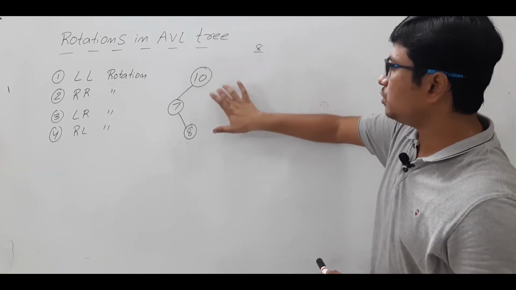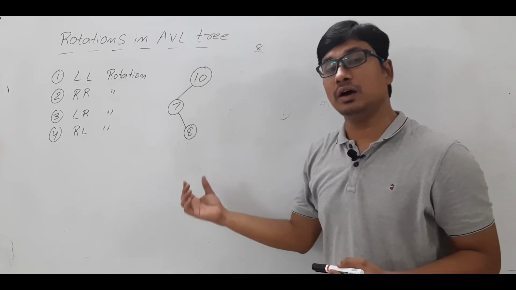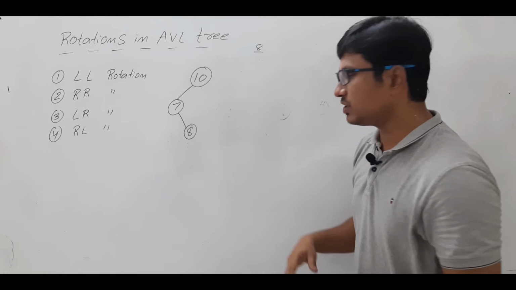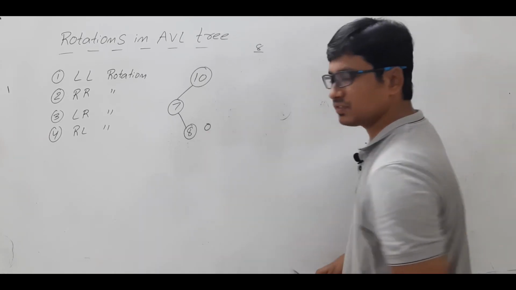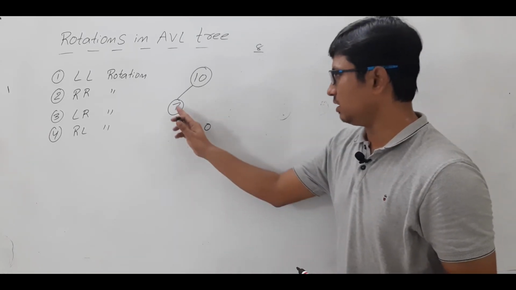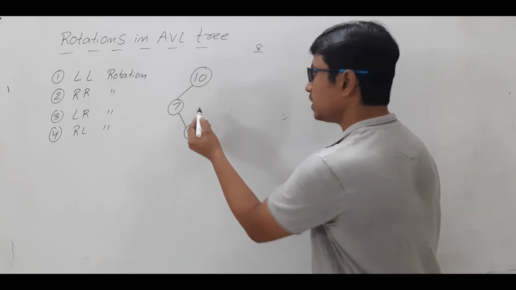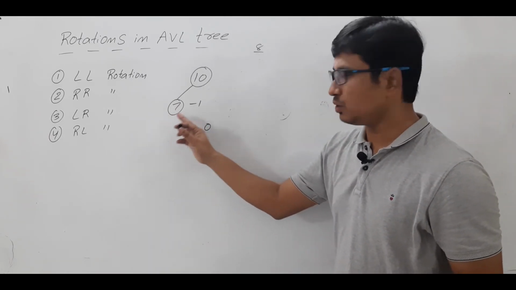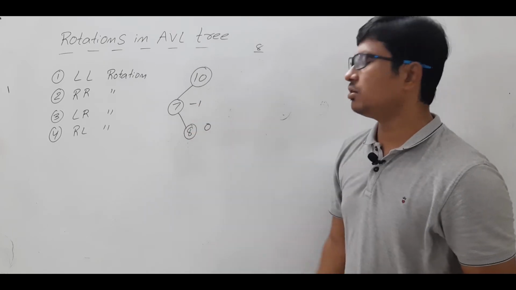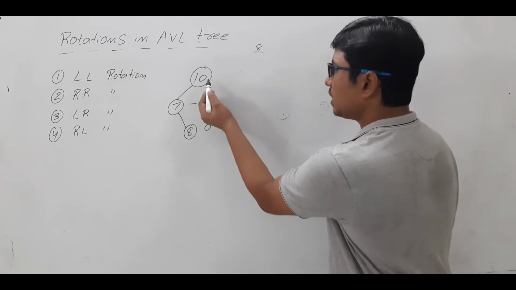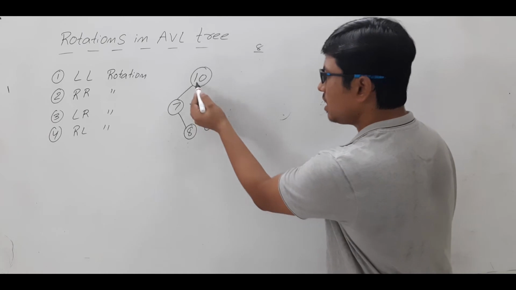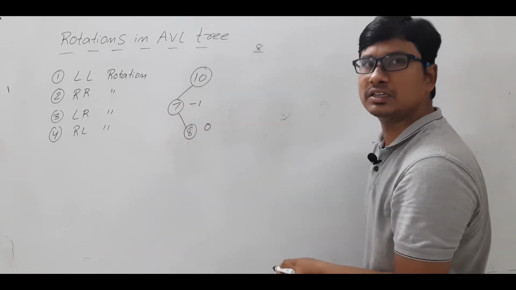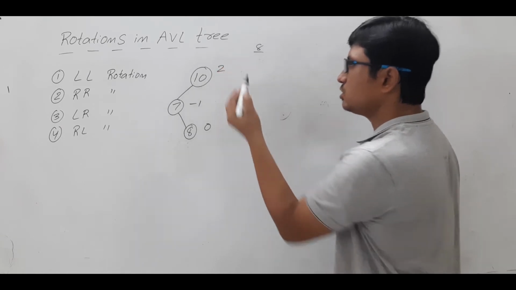After inserting the new element, again you need to compute the balancing factor of each node. What is the balancing factor of this node? It is 0. Height of the left subtree minus height of the right subtree. What is the balancing factor of this one? It is -1. Am I right or wrong? Left subtree is 0, right subtree is 1, so 0 minus 1 is -1. What is the balancing factor of this one? Height of the left subtree is 2, height of the right subtree is 0, so 2 minus 0 is 2.